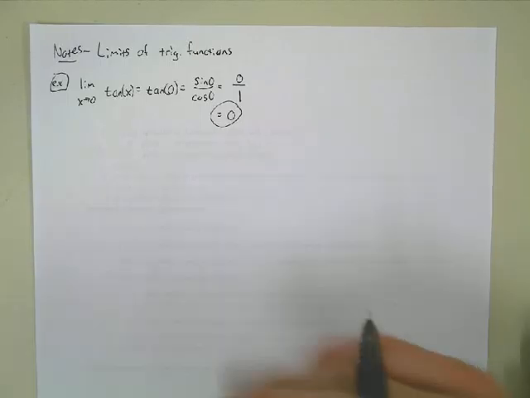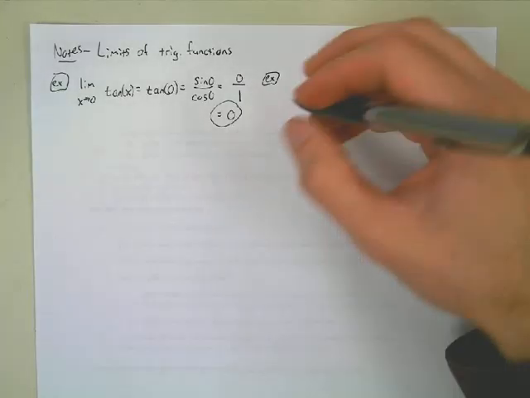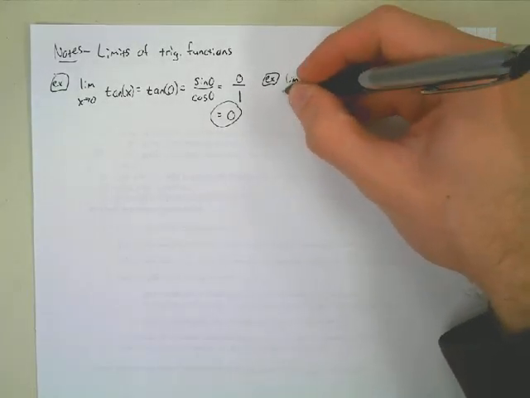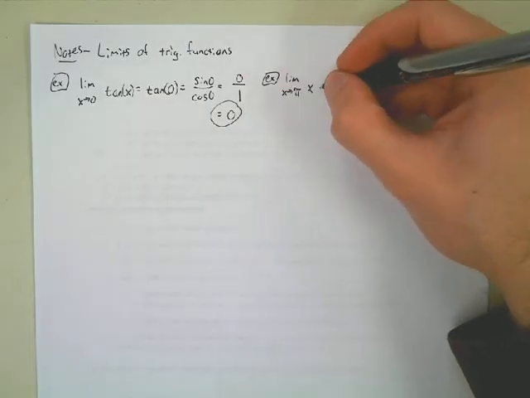All right. Next one. Here we go. Another one. Limit as x approaches pi of x times the cosine of x.